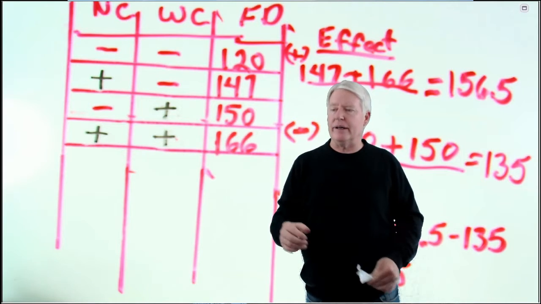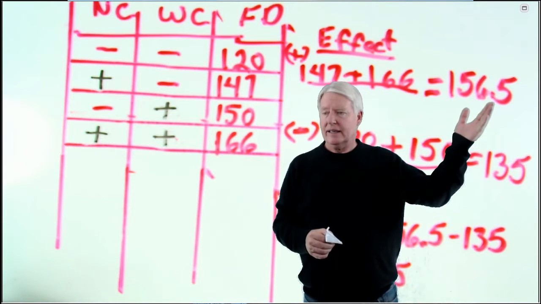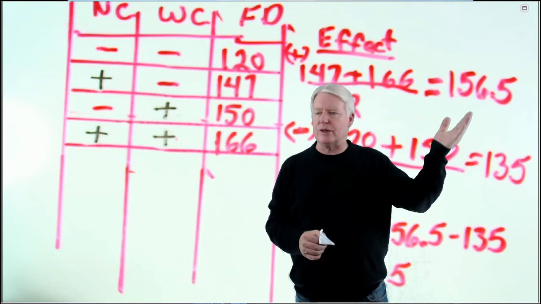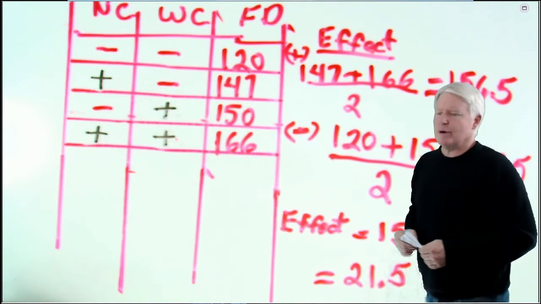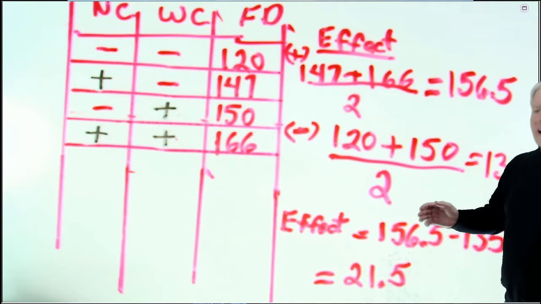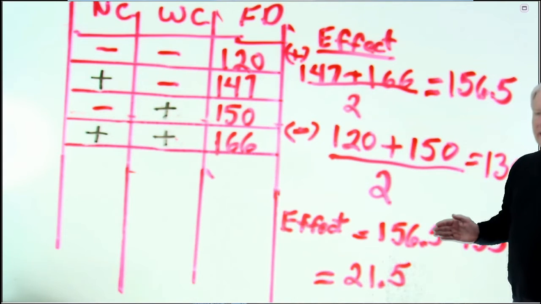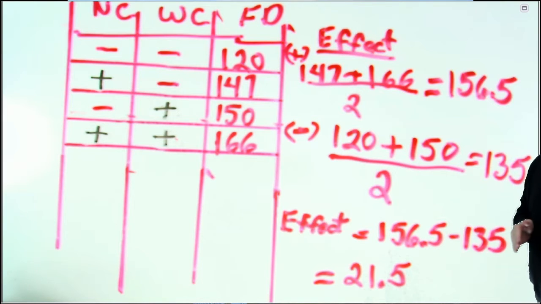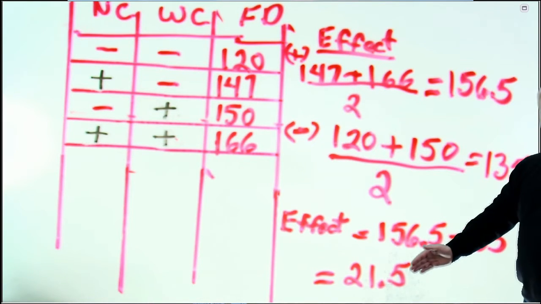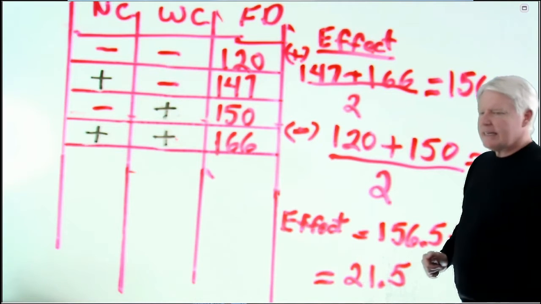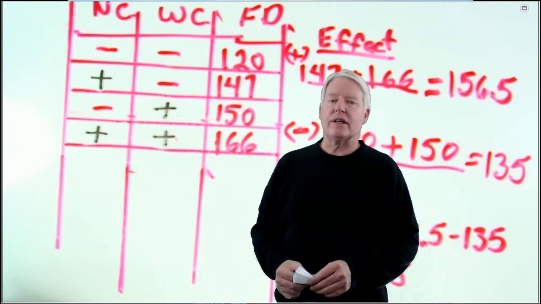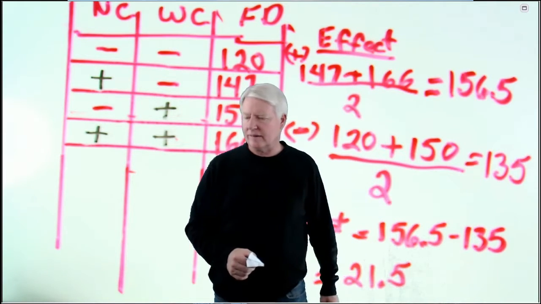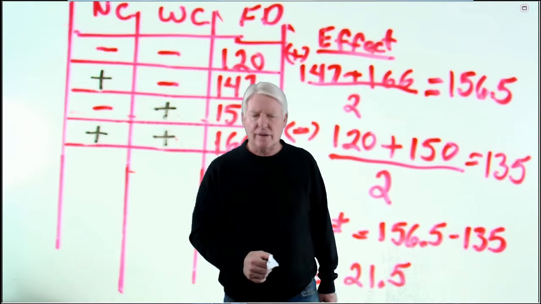So by all appearances, it does appear that I was correct, that when it's folded in, it will go further. And now we need to subtract those two averages to see what the average effect is. The average effect of nose condition is 156.5, the average when it was folded in, minus the average when it was folded out, which gives me 21.5. That's the effect that nose condition has on flight distance. What did we do? We just subtracted a couple of averages, so it's not that hard.